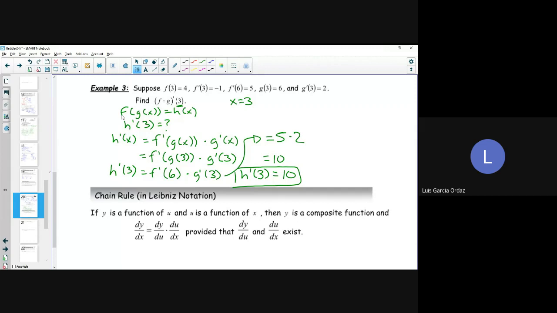Now we're going to be talking about the chain rule and Leibniz notation. So basically, this is where we have our u statements. So if y is a function of u and u is a function of x, then y is a composite function and dy over dx is equal to dy over du times du over dx, provided that dy over du and du over dx exist, which means that the derivatives of those functions have to be real. If they're not, then we cannot use this rule.